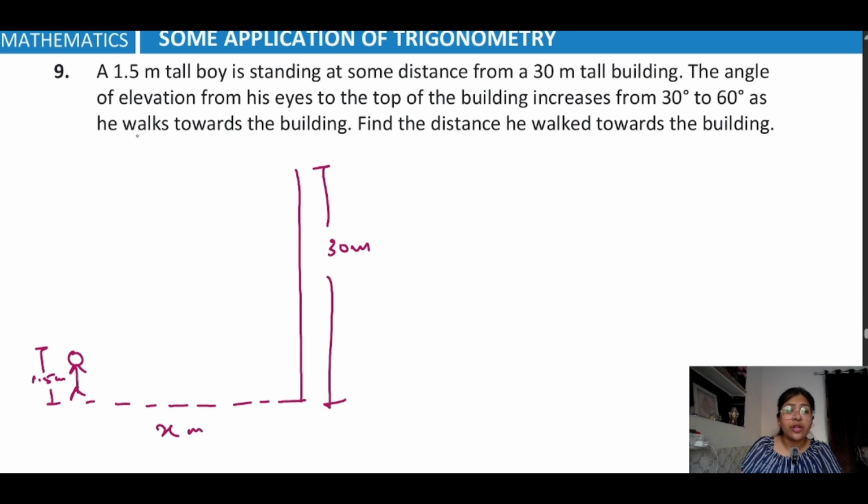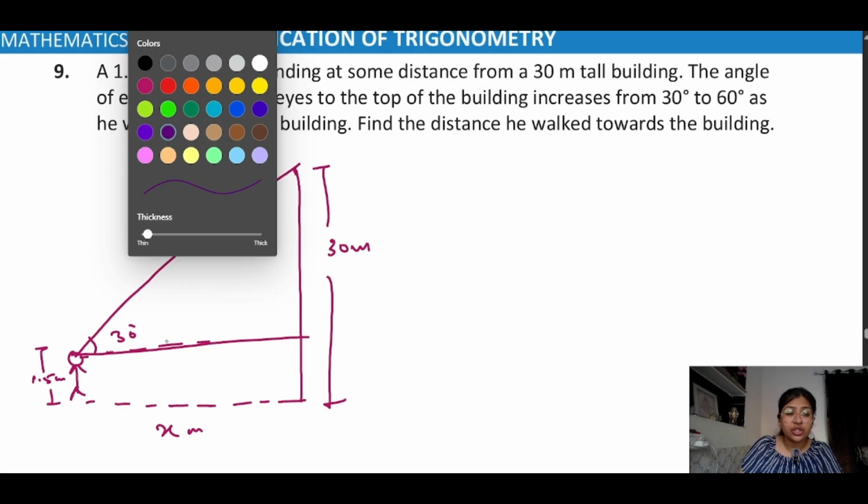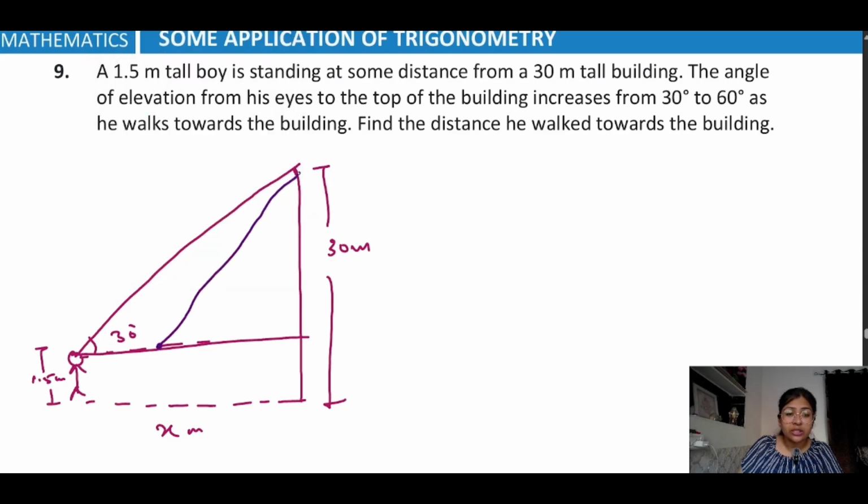The angle of elevation from his eyes to the top of the building increases from 30 to 60 degree. The angle is increasing. It means the boy is moving towards the foot. So at the initial stage the angle is 30 degree, but after some time the angle changes to 60 degree as he walks towards the building. Find the distance he walks towards the building. We need to find out the value of y.